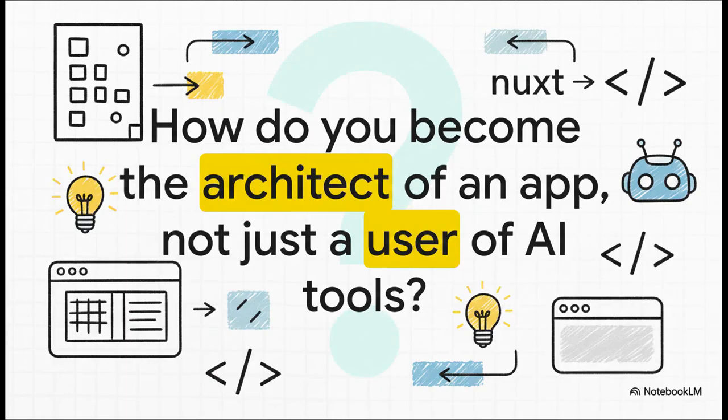So that really brings us to the big question, right? How do you make that leap? How do you become the architect of an application and not just another person using AI tools? Well, the secret is understanding the blueprint, the system that your AI is working inside of. And for a lot of modern web apps, that system is a framework like NUXT.